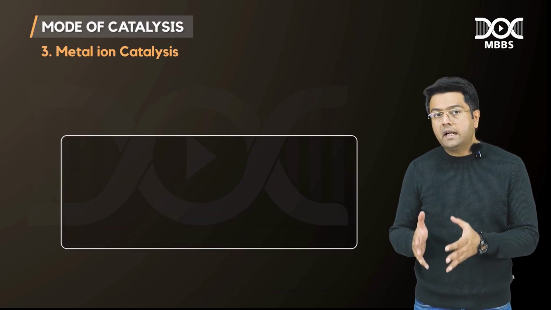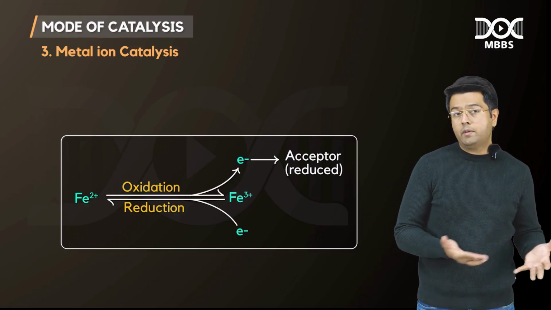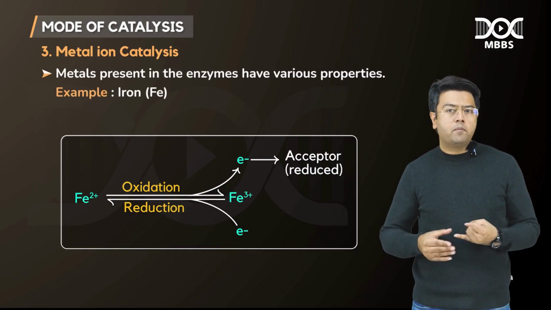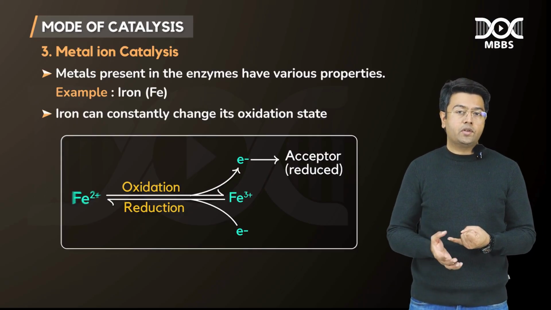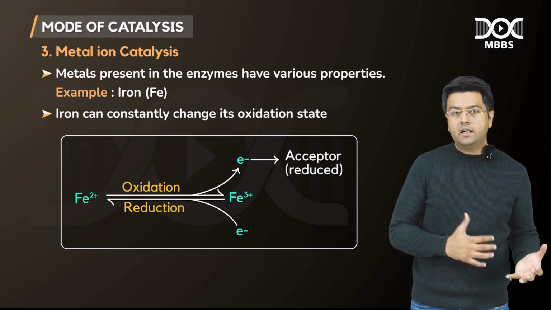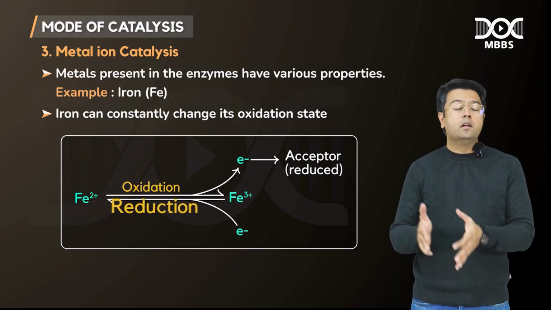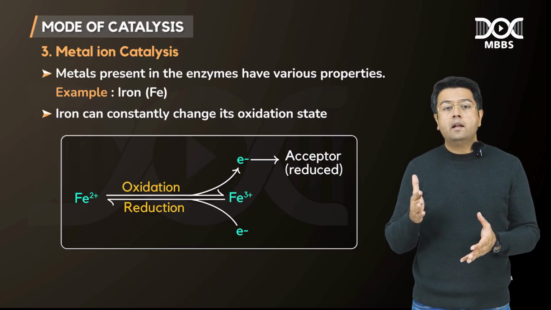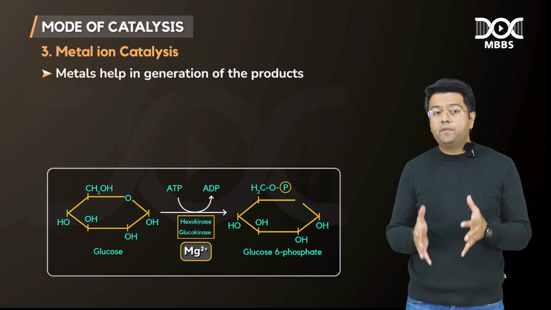Now, the third is metal ion catalysis. As we know, guys, metals may be present in the enzymes. So these metals have various properties. For example, iron. Iron can constantly change its oxidation status, Fe2+, Fe3+, Fe2+, Fe3+. So it keeps on releasing and taking electrons and helps in oxidation-reduction reactions of various enzymes. So that is called metal ion catalysis. So metals are helping in the generation of the products.